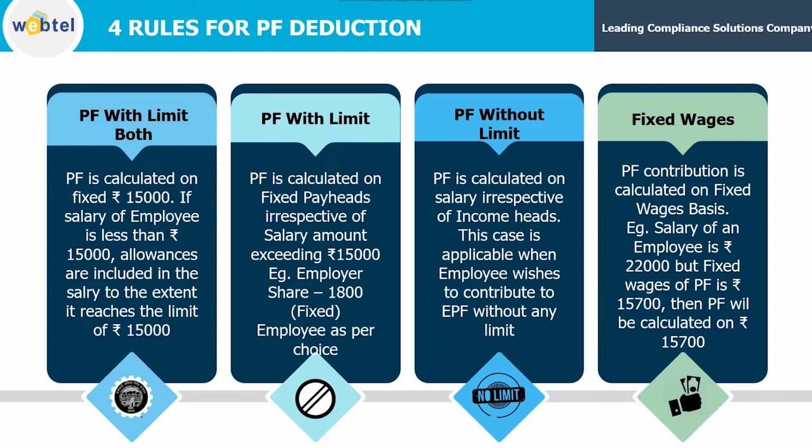Third method is PF without limit. It does not suggest any limit for the employee to contribute for PF on any grounds. Employee can contribute to PF as he wishes. Fourth method is fixed wage rate, under which a fixed wage rate is decided to calculate PF and it is done on the basis of the same.